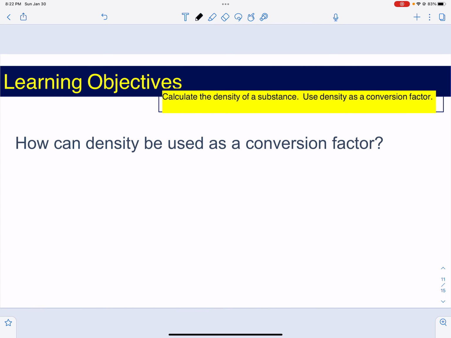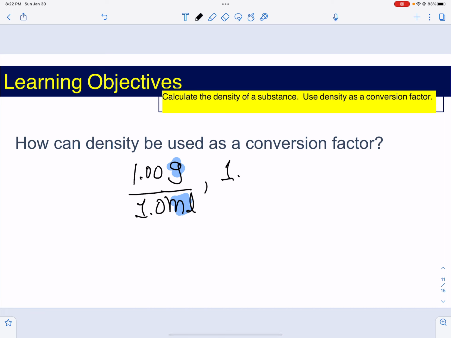So let's see how we can use density as a conversion factor. Well, we know that density is grams per milliliter. Let's say water. Water has 1.00 gram for every 1.0 milliliter. And that's a conversion factor because you have 2 units in the form of a fraction. And this would be equivalent to 1.00 milliliters over 1.00 gram. We just flip it like we do with any conversion factor.